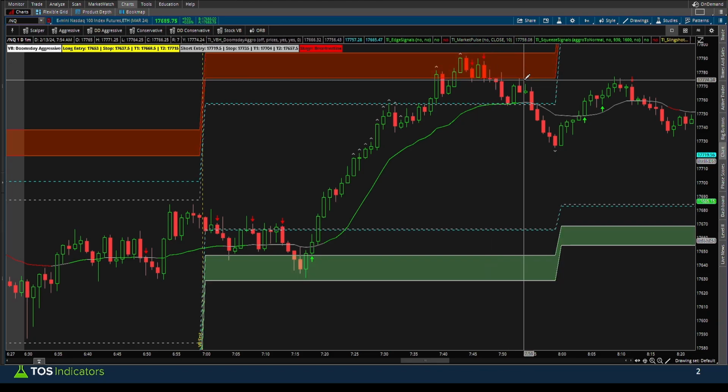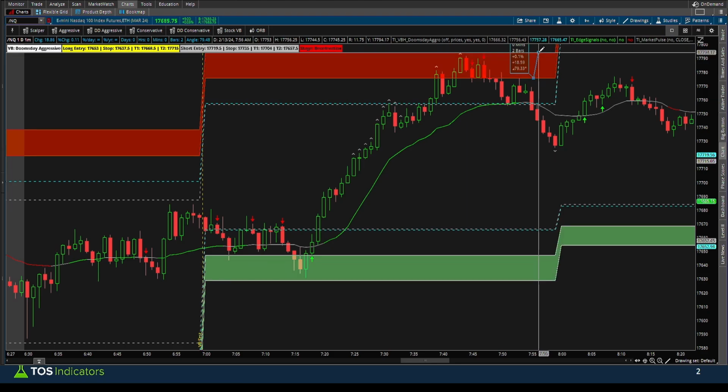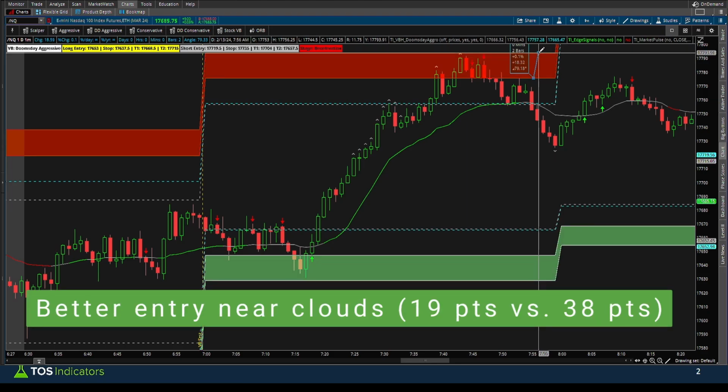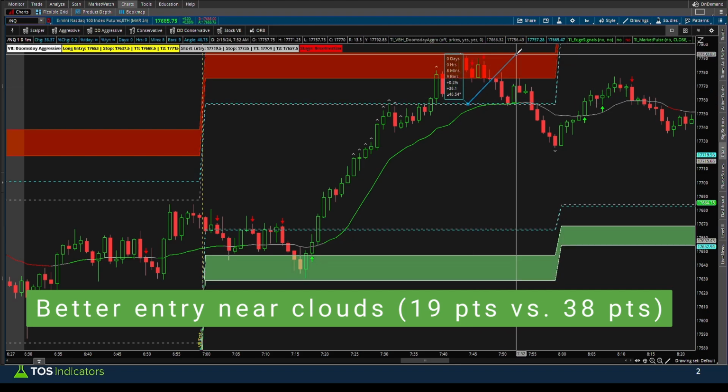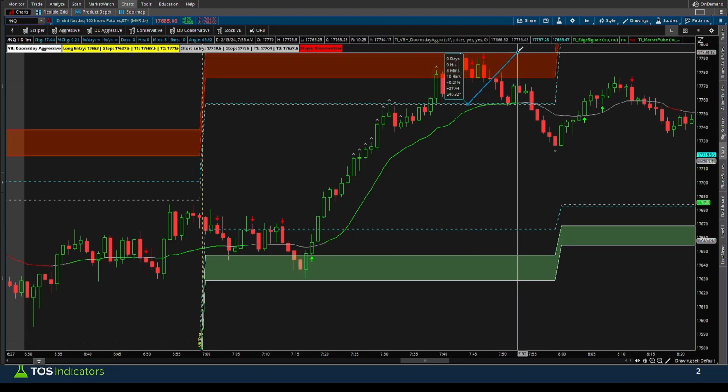Now, given the entry took place towards the upper edge of the clouds, your risk on this could have been reduced to just 19-ish points inside of the Nasdaq, compared to what is the typical risk for this trade, which is closer to about 38 points. So you got a chance to cut your risk in half purely because of how deep into the clouds we went. But here, say you're not a futures trader.